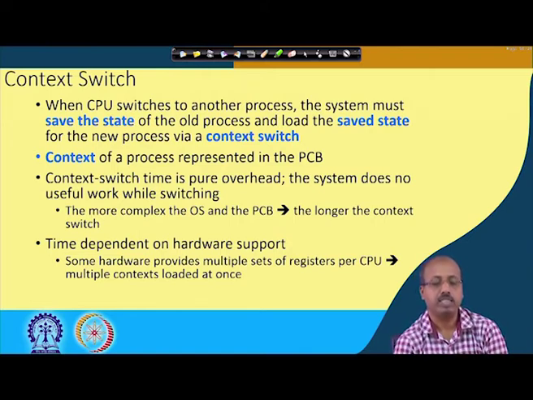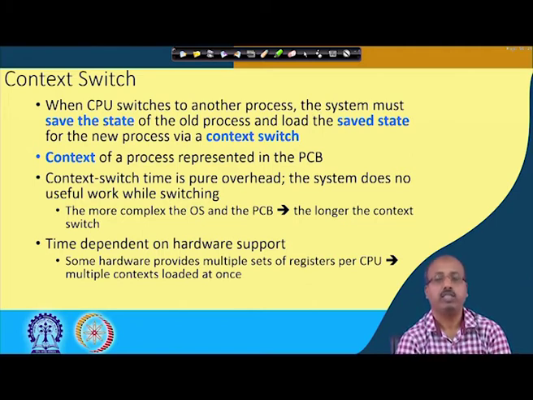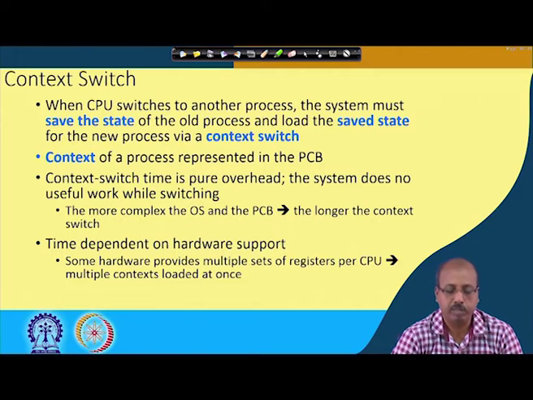So, the context of a process is represented in the PCB. As I told previously, the process control block is the place where you should keep all this context related information. Context switching time is pure overhead, and the system does no useful work while switching. So, naturally we have to minimize the context switching time. The system is just doing some copy and restore, which does not contribute to the execution of the process. So, that is basically an overhead. The more complex the operating system and PCB, the longer the context switching time will be, because you need to save and restore more information.